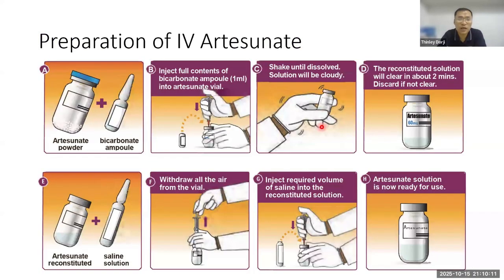Now, how do we prepare IV artesunate? IV artesunate should be first dissolved in bicarbonate. This is the special liquid that it comes with. If your vial does not have bicarbonate, then any ampoule of sodium bicarbonate that is available in the ICU or ER can be used, and then this can be subsequently dissolved in dextrose 5% solution and administered to the patient.